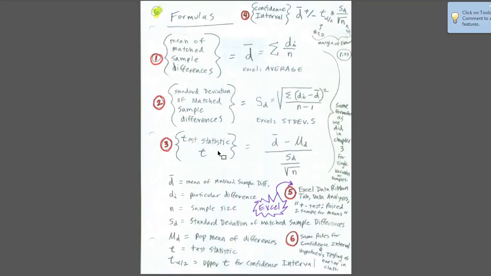Then our test statistic, just as we did all the way back in Chapter 3, the first time we calculated a z. Here we're going to use the t distribution and the differences. We take the mean minus the difference for the population, and we'll assume that it's 0 because we'll be testing to see whether it's different. The mean minus the 0, so that'll just be the mean. And we divide by our standard error: the standard deviation for the differences divided by the square root of n. Now, 1, 2, 3, there are our base formulas.